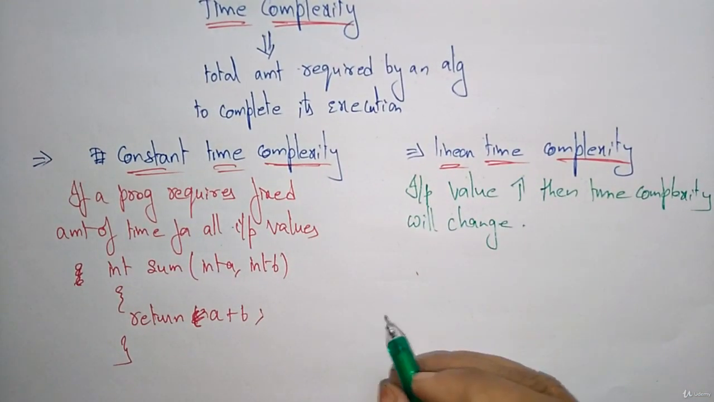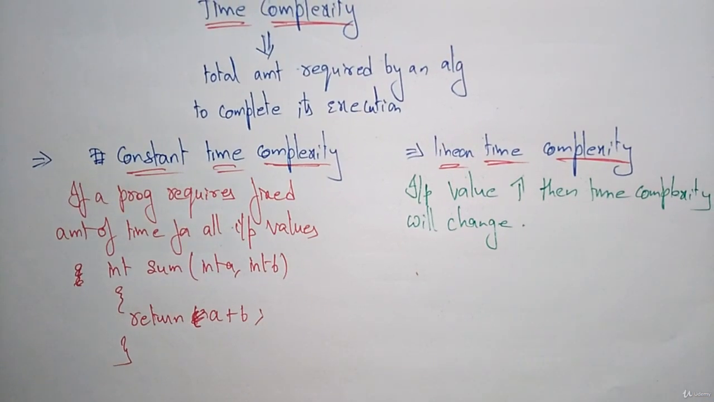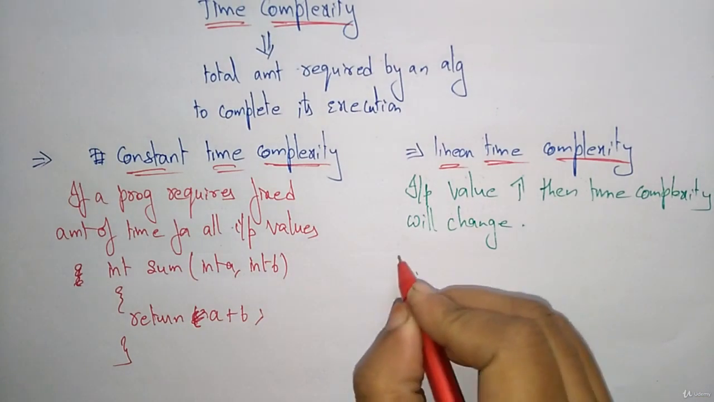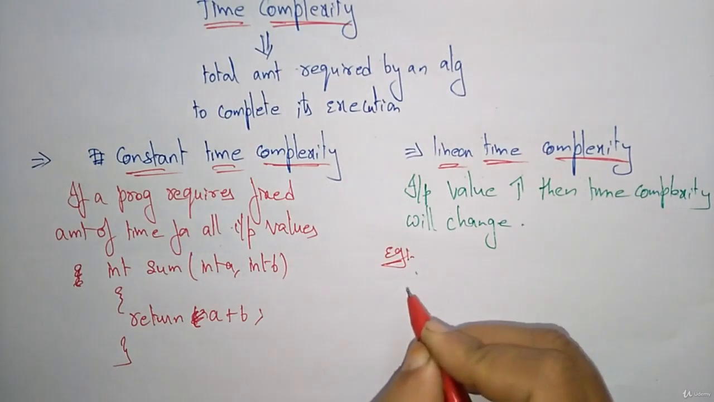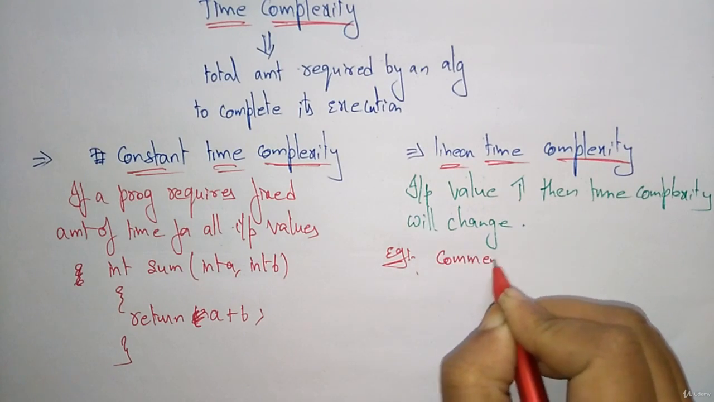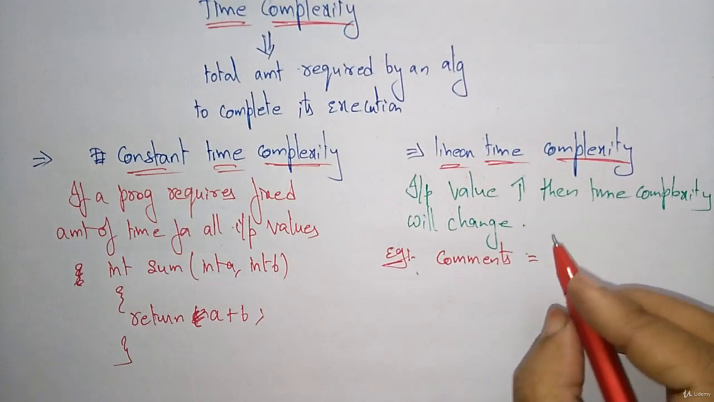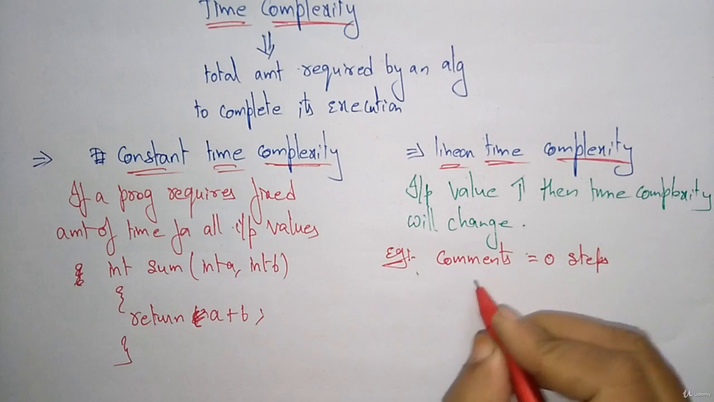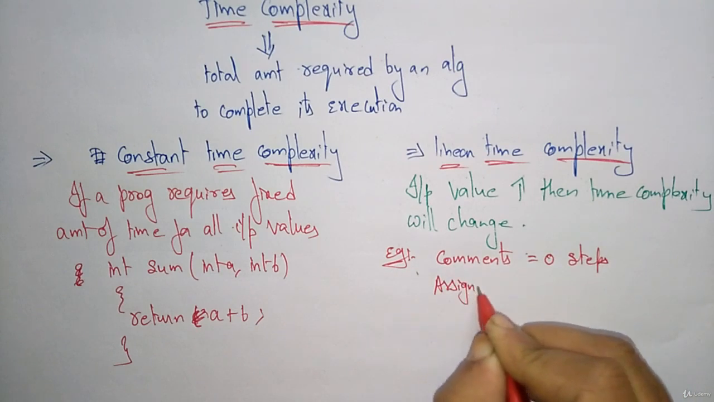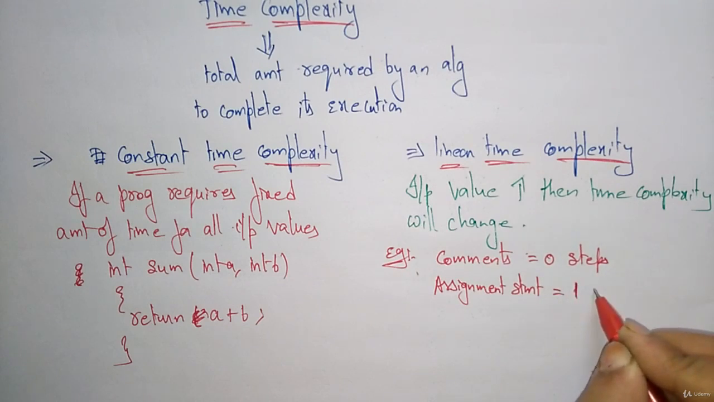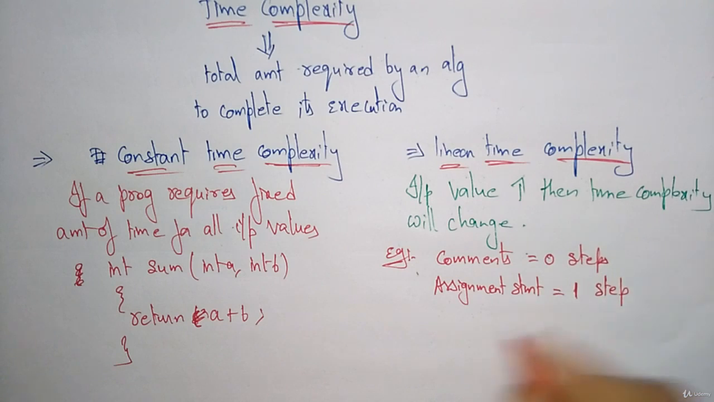So let us take one example. Just like that, here also you have to follow some steps if you want to calculate the linear time complexity. Before going to an example, let us take comments. If you are using comments in an algorithm or in a program, for those comments the linear time complexity is 0 steps. For assignment statements, if you are using any assignment statements like is equal to, the time complexity should be 1 step.